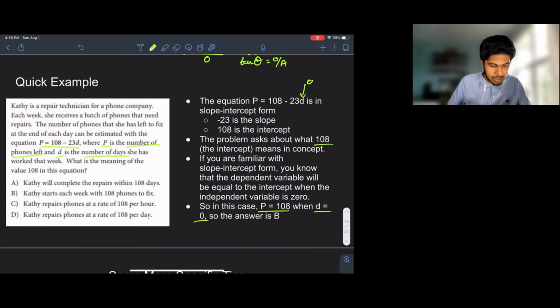Well, P is the number of phones left that we marked here, and D is the number of days she's worked that week. So we can start to formulate an answer. We think that when she has worked 0 days at the start of the week, there's 108 phones left. And if we look at the answer choices, that's answer choice B. So be familiar with this form, and this is a really good word problem example that you'll see very, very often.